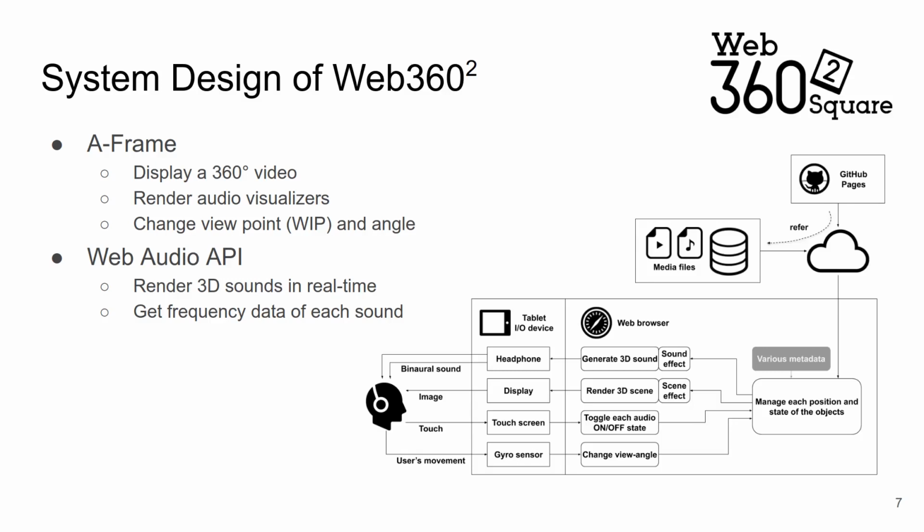This figure shows the overview of system design. The processes in A-Frame are mainly to project 360-degree video on a virtual space and to map the audio visualizer onto it. A-Frame also changes the viewing angle. The WebAudio API renders 3D sounds in real time and gets frequency data of each sound source.